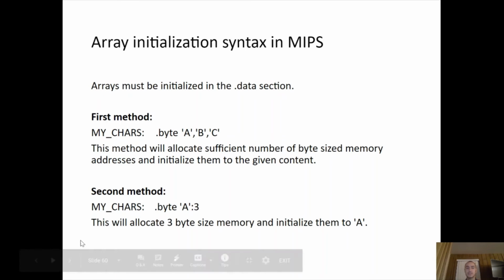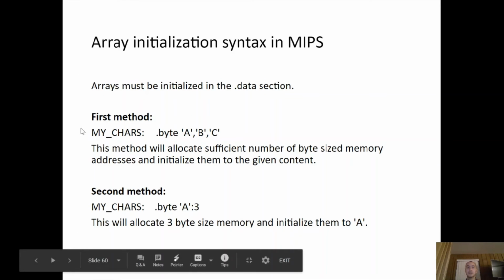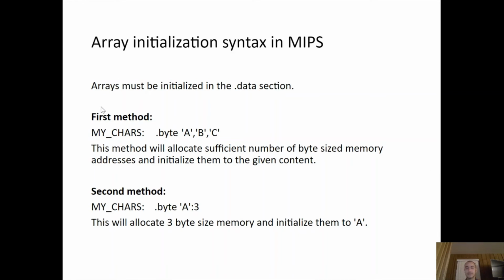So let's look at how we can initialize arrays, and then we are going to look at this code. There are 2 ways that I'm going to show you to initialize an array in MIPS. First of all, you have to initialize them in the data section. That would be the first part that we had in the examples: we had .data and then we had .text. So arrays go into the data section. In general, anything that is in memory goes into the data section.